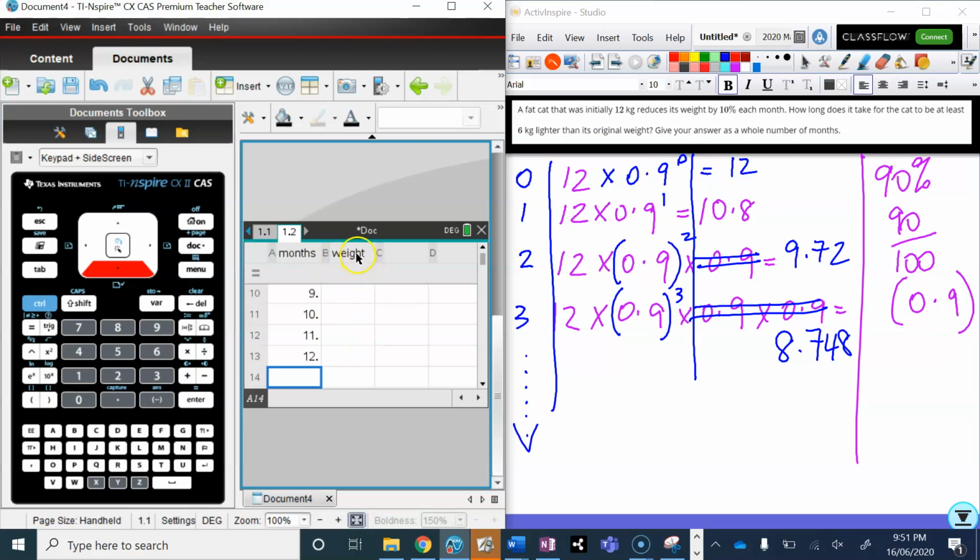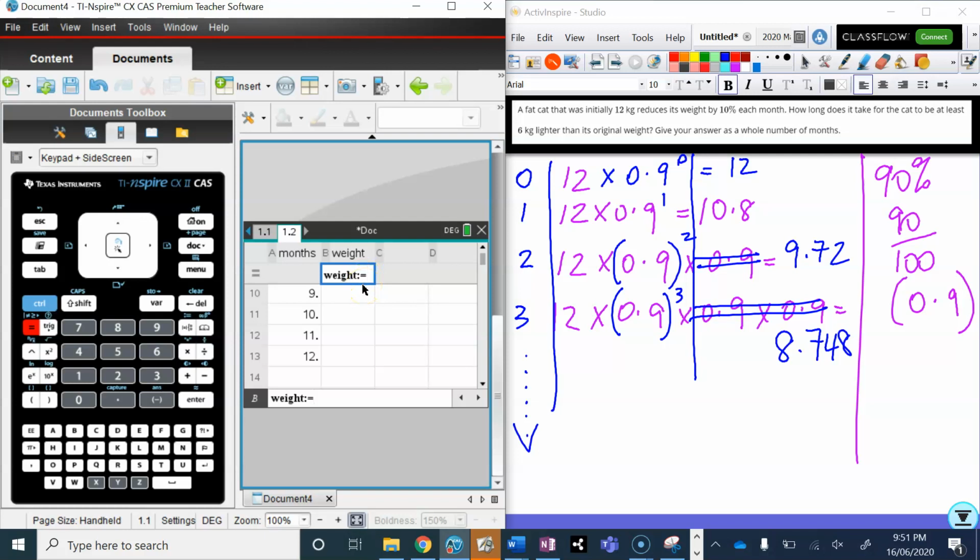Then if I come up to my weight column, I'm going to put in this second little cell. The little cell on every column is called the formula cell. So I'm going to type in a formula there, and the formula I'm going to type in is 12 times 0.9 to the power of whatever month it is. Now the calculator understands all that language, so all I need to do is type in equals. As soon as I type in equals, you'll see the calculator understands that means weight equals.